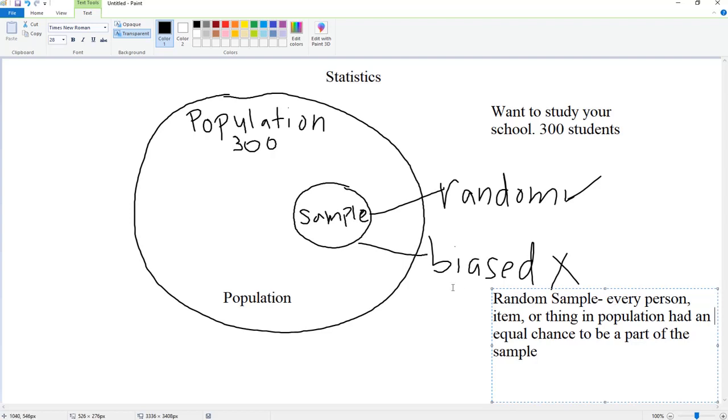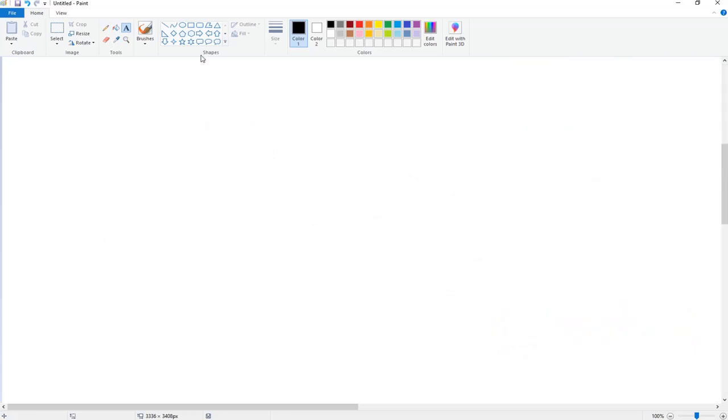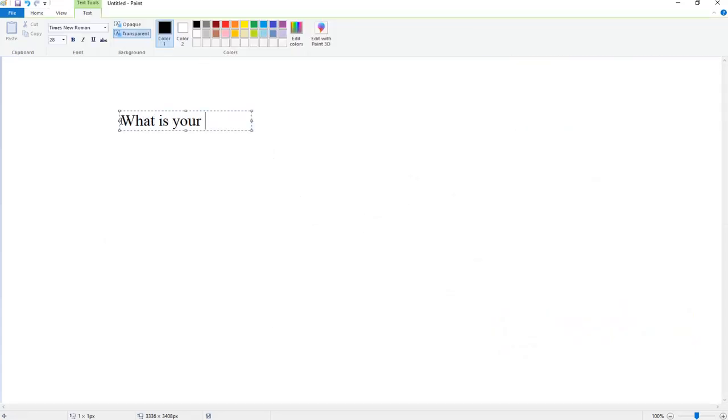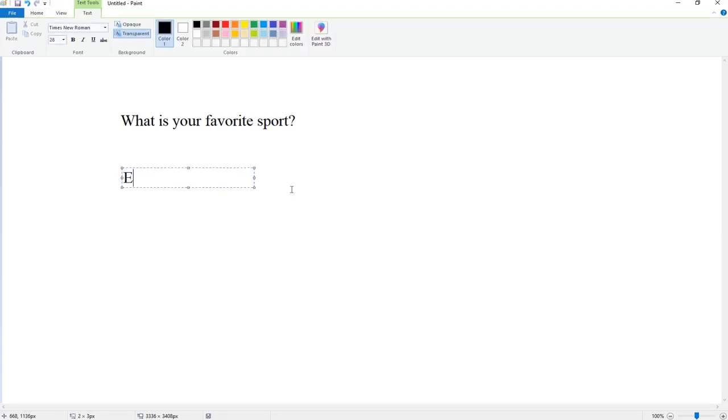If it's not random, it's biased. Biased means that not everybody had a chance, or maybe it could even be that the population that you're choosing is not a good choice. For example, if you wanted to ask, what is your favorite sport? And you want to ask that to your school. And the way that you ask it is you want to know every 10th person who comes to the baseball game. So this is your question. The way you're sampling. You want to ask every 10th person who comes to the baseball game.